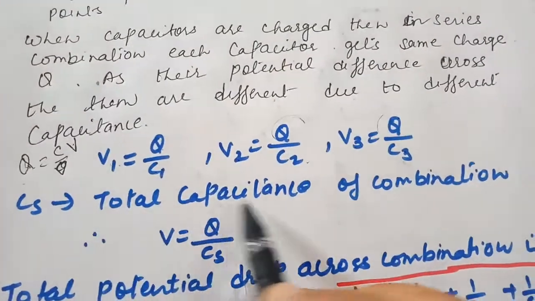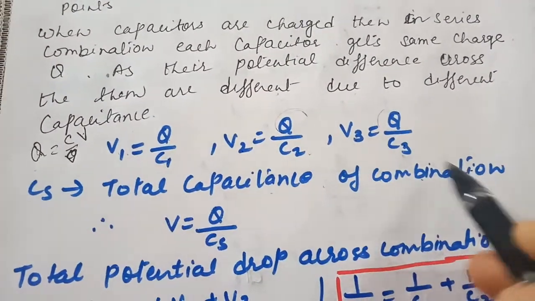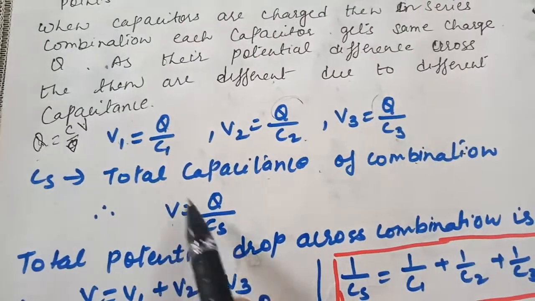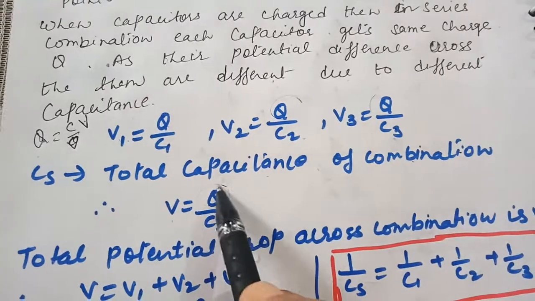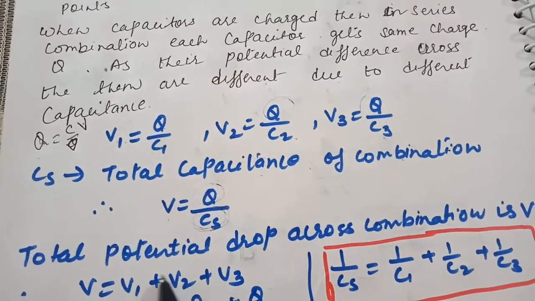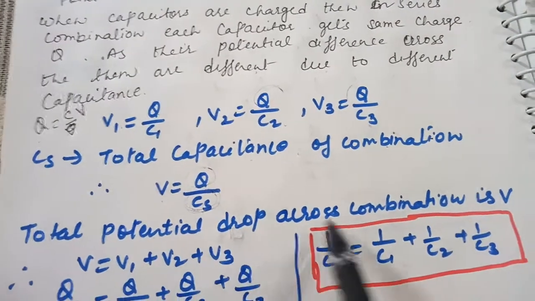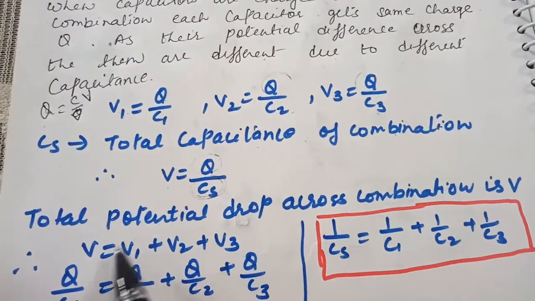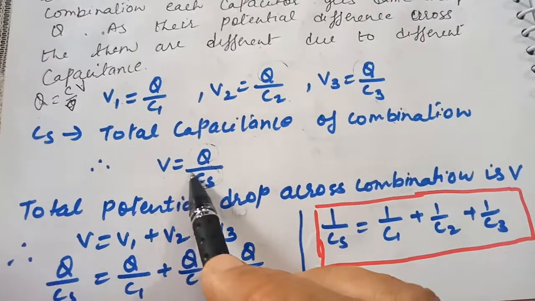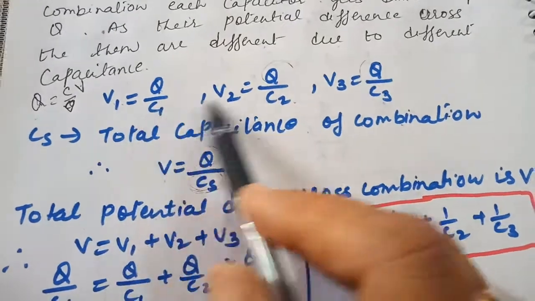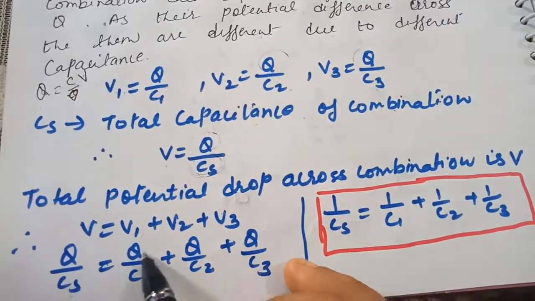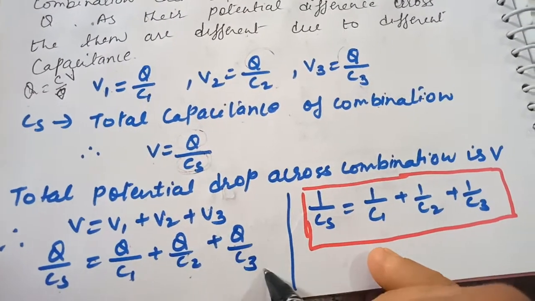Now CS is the total capacitance of the combination. So we will write for the combination, the total potential difference is equal to the total charge flowing in the combination divided by the total capacitance of the combination. So the total potential drop across the combination is V, which is equal to the sum of V1, V2 plus V3. Substitute the values of V, V1, V2, V3 from these formulas over here. So you will be getting Q by CS equals Q by C1 plus Q by C2 plus Q by C3.